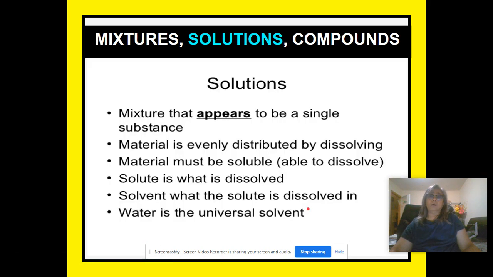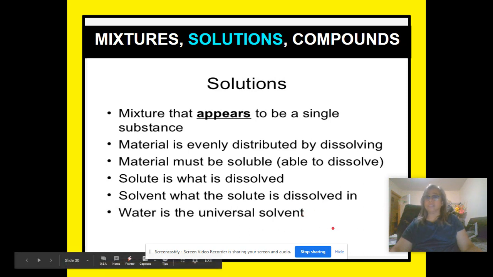Now, also still under solutions. Again, I said it's a mixture that appears to be a single substance. Material is evenly distributed by dissolving. Material must be soluble, able to dissolve. Solute is what is dissolved, as I mentioned earlier. Solvent is what the solute is dissolved in. And water, as always, remains our universal solvent.